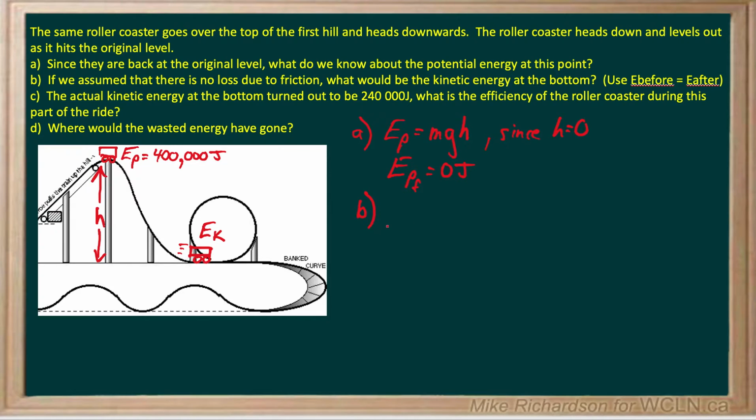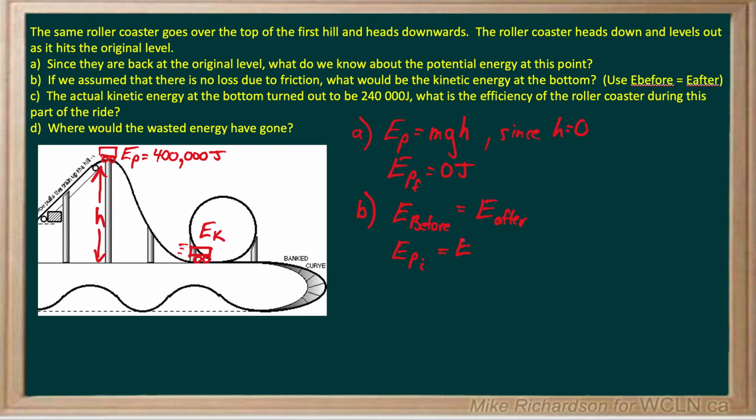Question B, assuming there's no losses, so no losses to heat or sound or anything like that, what must be the kinetic energy at the bottom? Well, we know energy has to be conserved. So the total energy before, at the top of the ride, has to equal the total energy after, at the bottom of the ride. And we've already established at the top, it's all potential. That's my initial energy, 400,000 joules.